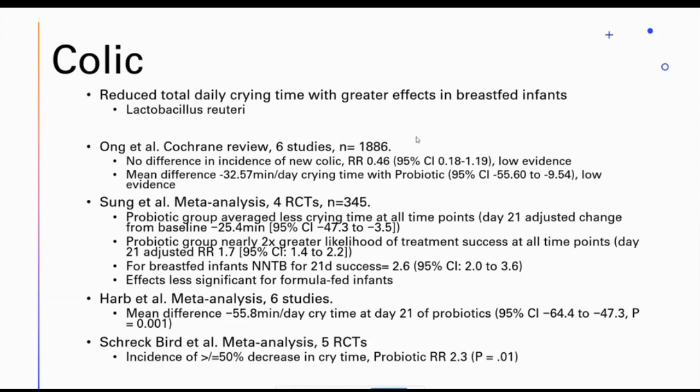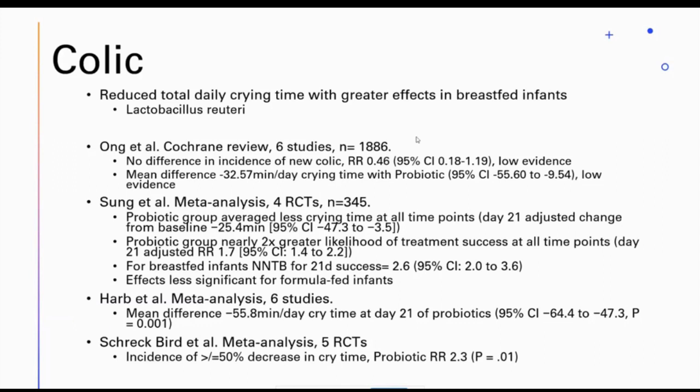And in this Cochrane review, they were actually including mothers who started probiotic supplements prior to delivery, and then babies who continued probiotic supplement once they were delivered. And so they didn't show a significant difference in the new incidence of colic, but they did show a mean difference in the daily crying time. And that was a difference of 32.57 minutes per day with a probiotic compared to placebo. Overall, they felt like they had a low level of evidence. And I think that kind of makes sense when we look at some of our other Cochrane reviews that are including a lot more studies.